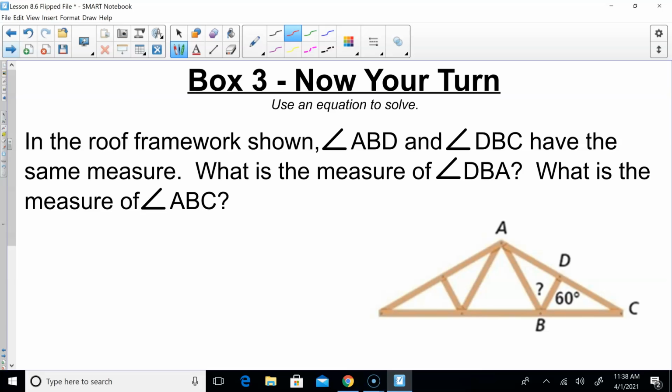And now you can draw a big line on your piece of paper. Now it's box 3. Now it is your turn to shine. Remember, you want to use an equation. So remember, equations start with variables that you're trying to solve, and they also need labels when you're done.